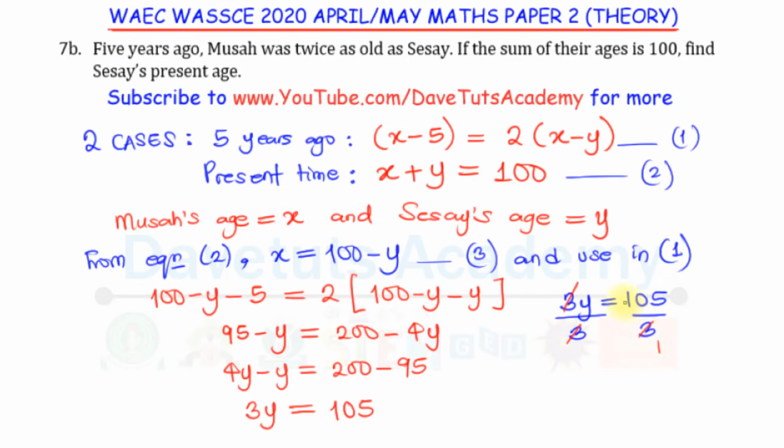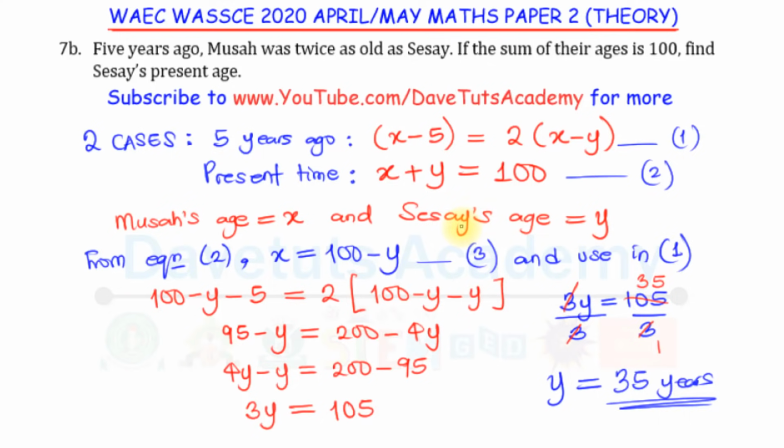I have 3 here, 1. 3 in 10 is 3, remaining 1. 3 in 15 is 5. So, for that particular case, Y, which happens to be the age for Sese, is equal to 35 years. And X was what we are using to denote Musa's age.